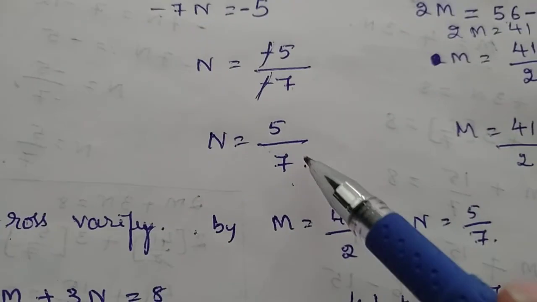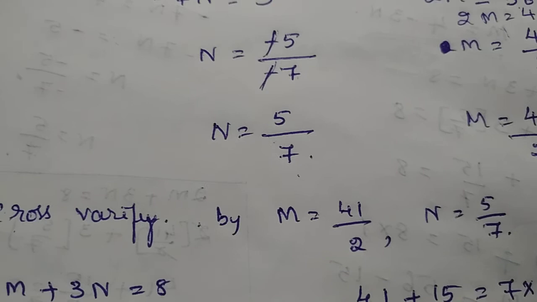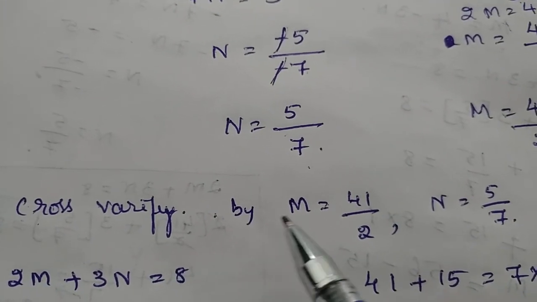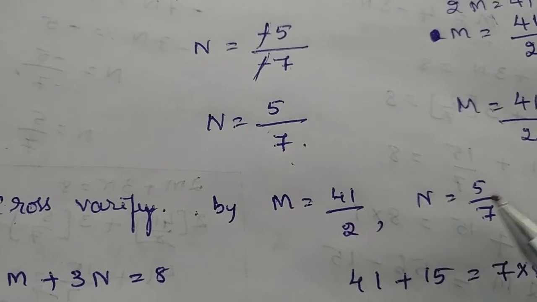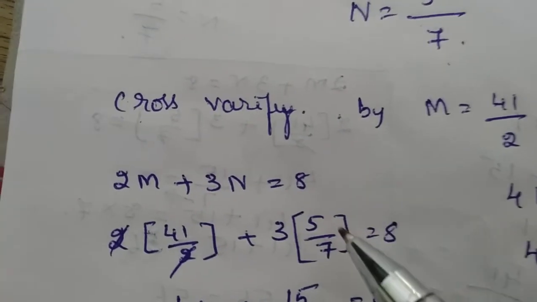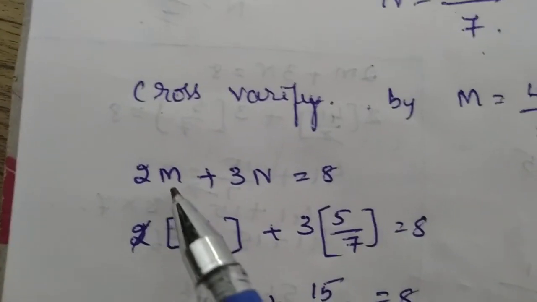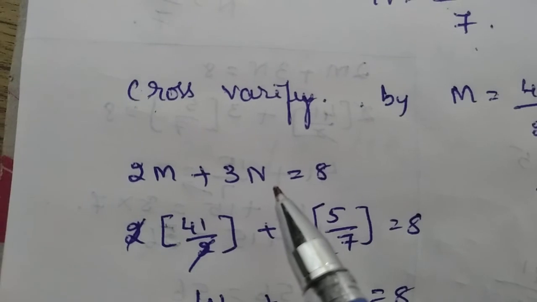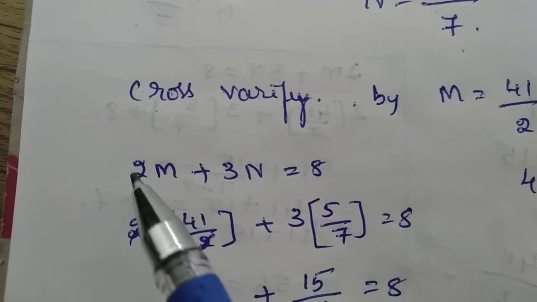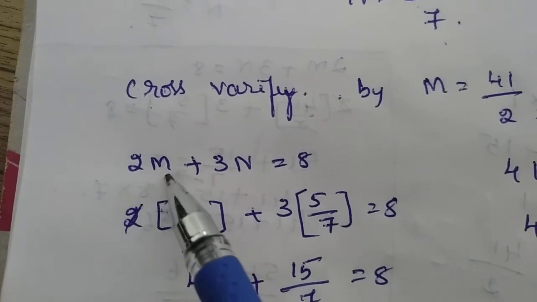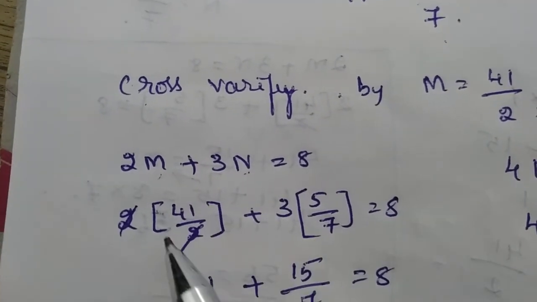We'll cross verify whether it is correct or not, because here we have not got proper numbers. That's why we'll cross verify by taking m as 41 by 2, n as 5 by 7. Let us cross verify and see whether it's correct or not. 2m plus 3n. Any equation we can take, first or second. I have taken the first equation. 2m plus 3n is equal to 8. So we'll substitute the m value and n value here.